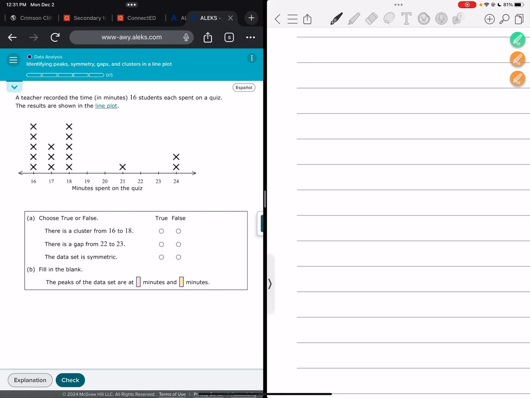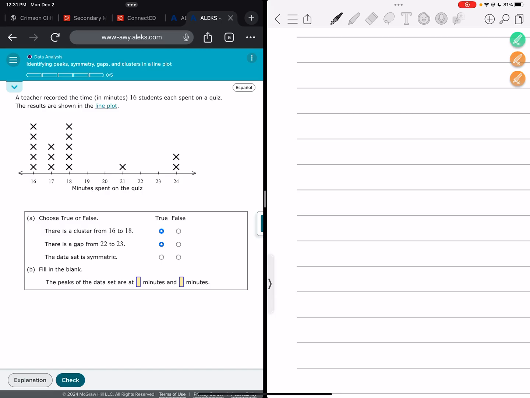All right, so we want to be able to take data sets and identify peaks, symmetry, gaps, and clusters in line plots. So when we're looking at this, it says that we want to see if it's true or false that there's a cluster from 16 to 18, which there is because there's lots of dots over those three, so that's true. There's a gap between 22 and 23, which is true because there's none above 22 and 23.